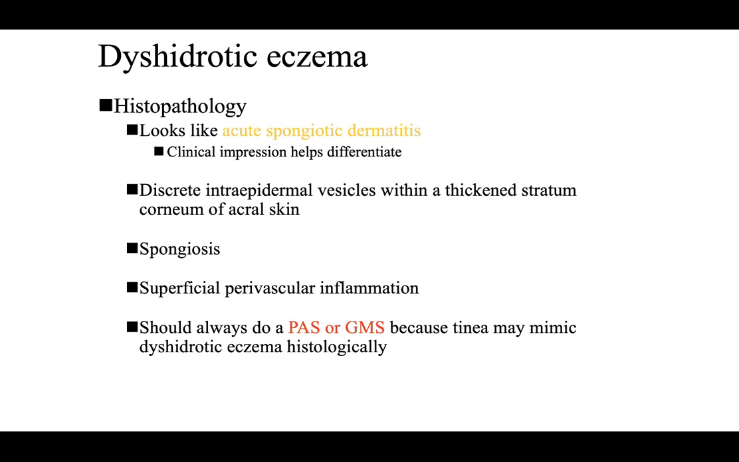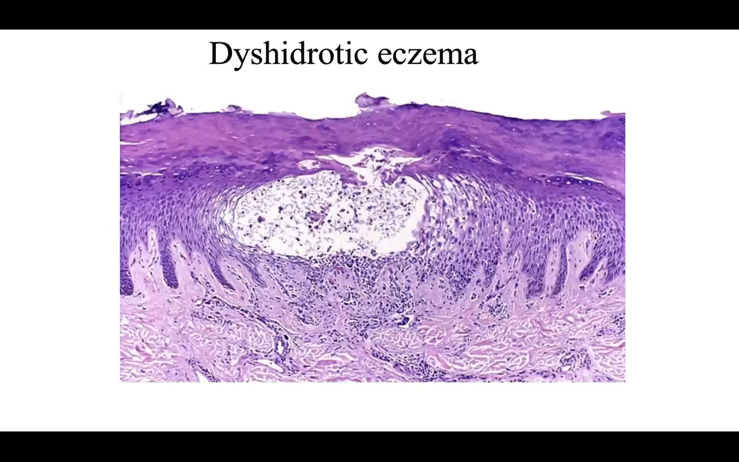Histology, of course, you're going to have acute spongiotic dermatitis if it's more acute. The clinical impression is critical here. You can see discrete intraepidermal vesicles with thickened stratum corneum of acral skin, some spongiosis, superficial perivascular inflammation. You should always do a PAS or a GMS because tinea may mimic dishydrotic eczema histologically.